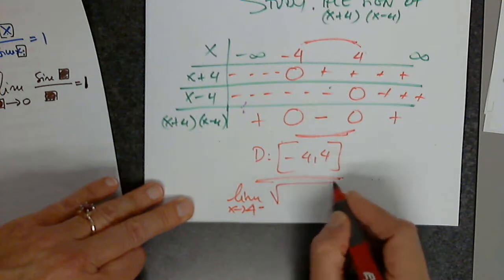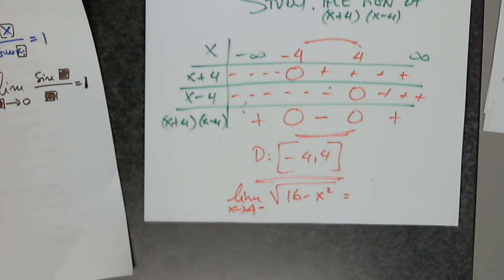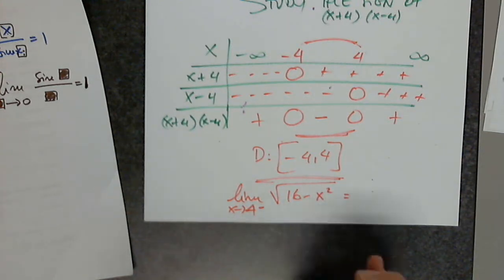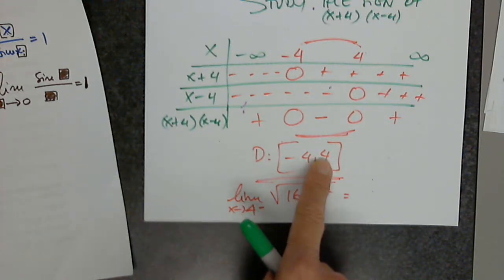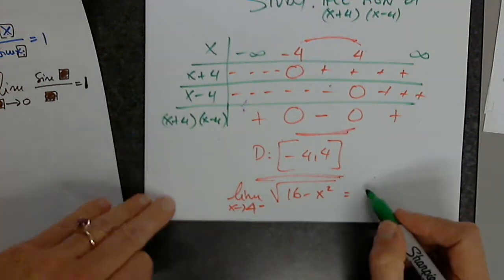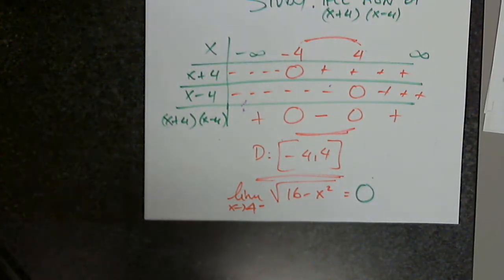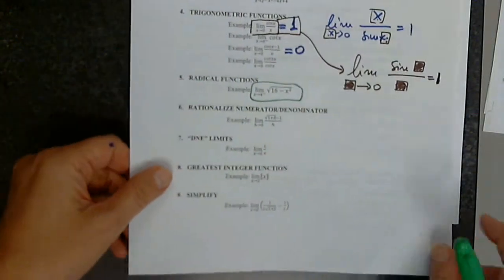4 from the left, the square root of 16 minus x squared. Is 4 from the left in the domain? Good. So what is the answer? Because if it were in the domain, I would have written D and E right away. But 4 from the left is 3.9, and 3.9 is in the domain. So the answer is 0. Any questions?